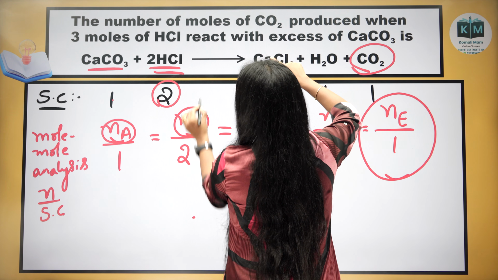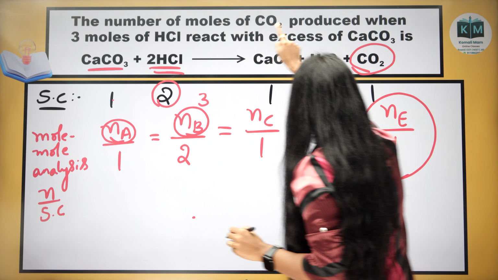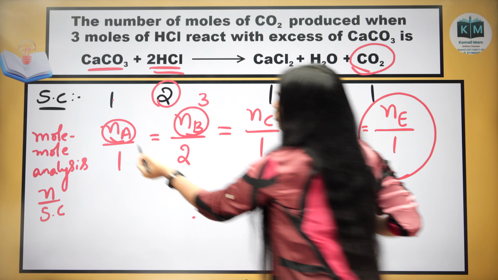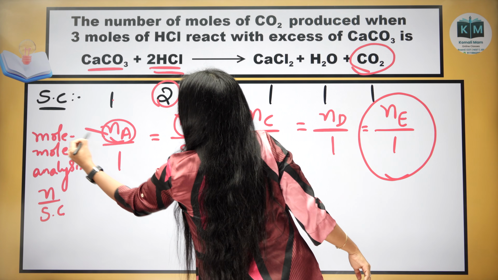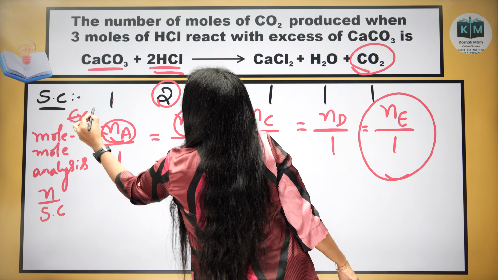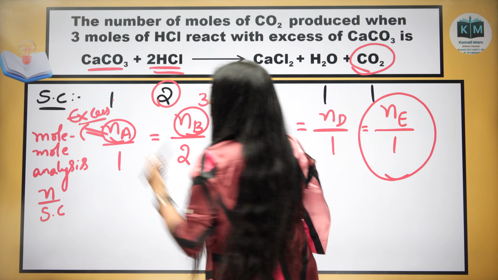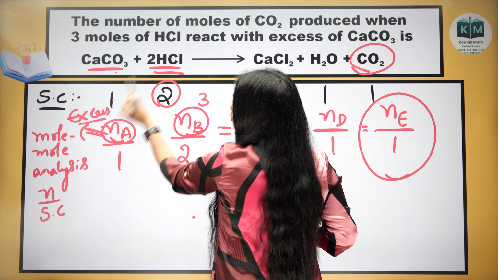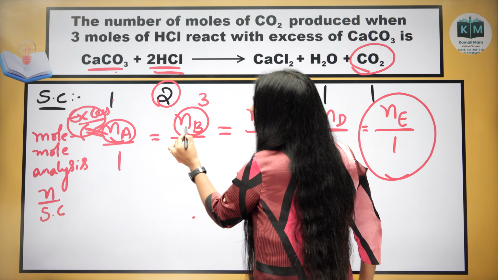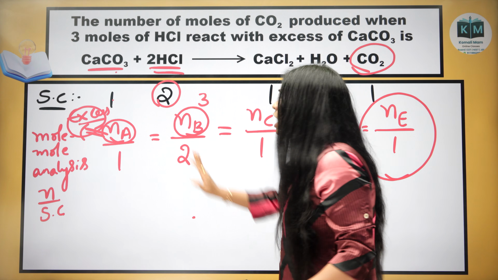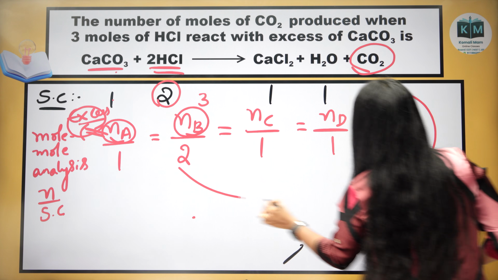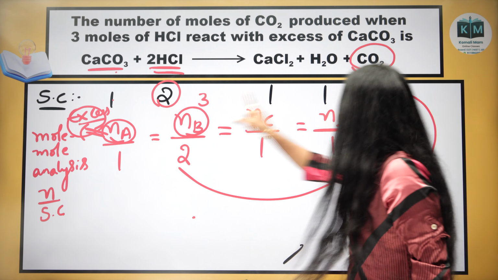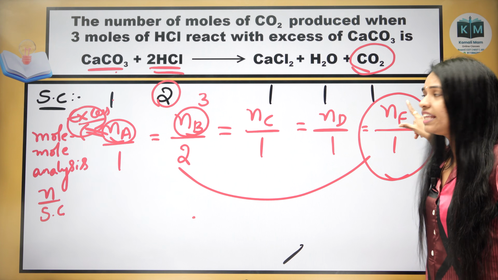This is given as 3 moles. Next, B reacts with excess of CO2, CaCO3. This is excess. So, what I told you, the entire question depends upon the limiting reagent. Something is excess means out of these two, this is excess, so the other is the limiting reagent. That's it. Solve the entire question only by using the limiting reagent and what they asked.